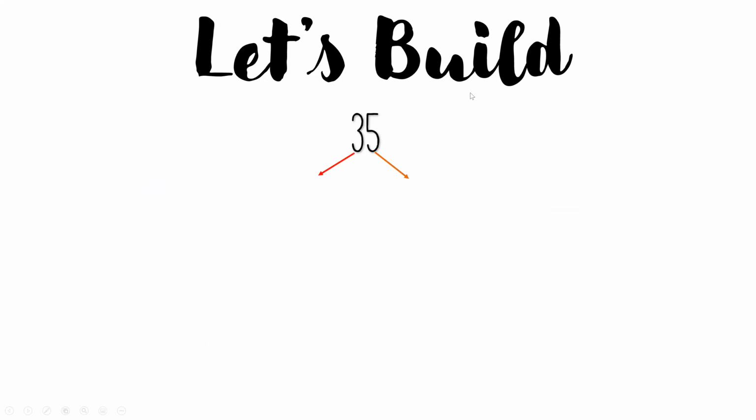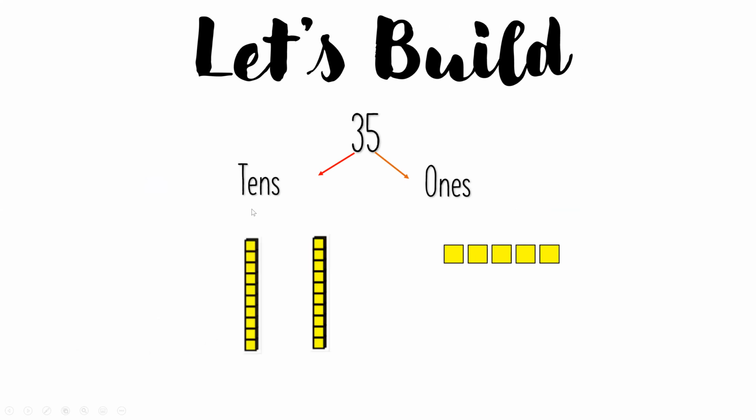So we have 35. So 35, we have 5 ones. 1, 2, 3, 4, 5. Now, how many tens do we have? We have 3 tens. 10, 20, 30. So when we see a number like 35, we know that we have 5 ones and 3 tens.